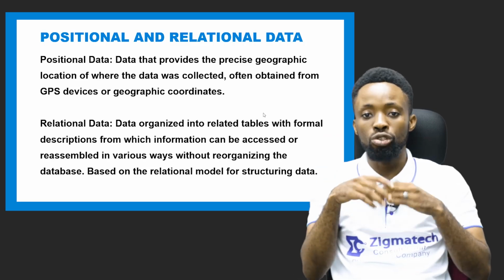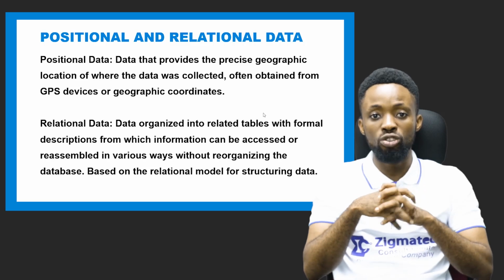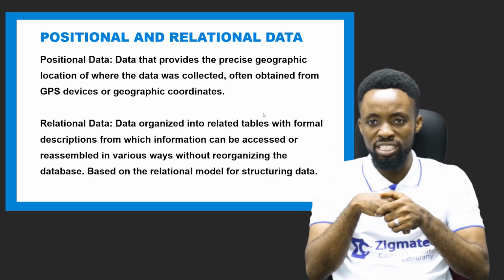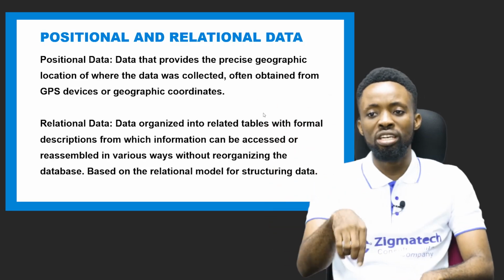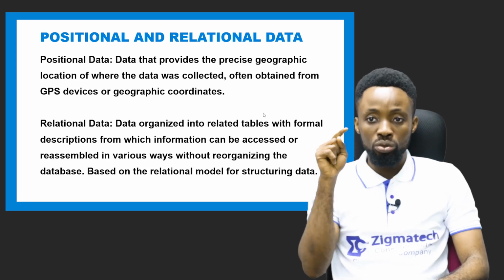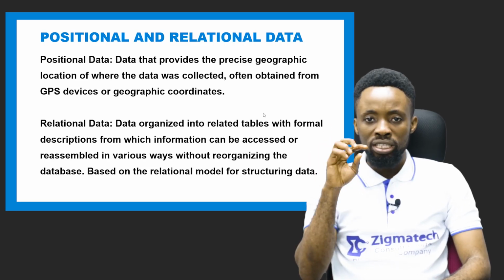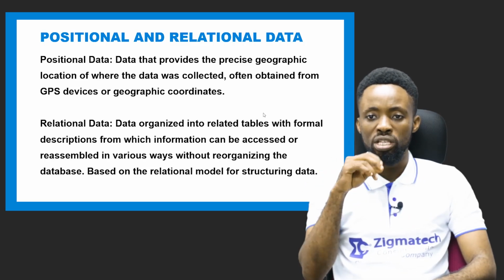Let's say you, as an object, are being sensed or tracked by a GPS device. This GPS device will use positional data to locate your location and to get your coordinates. So that ability to do that is seen as positional data.